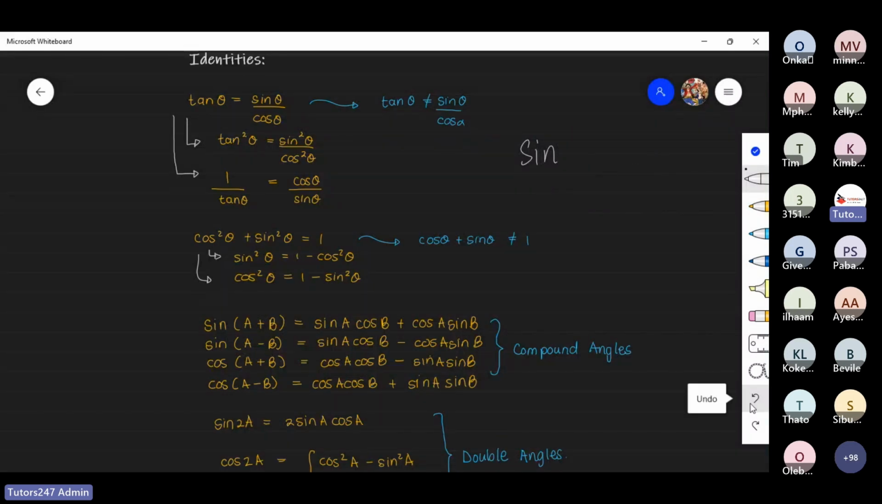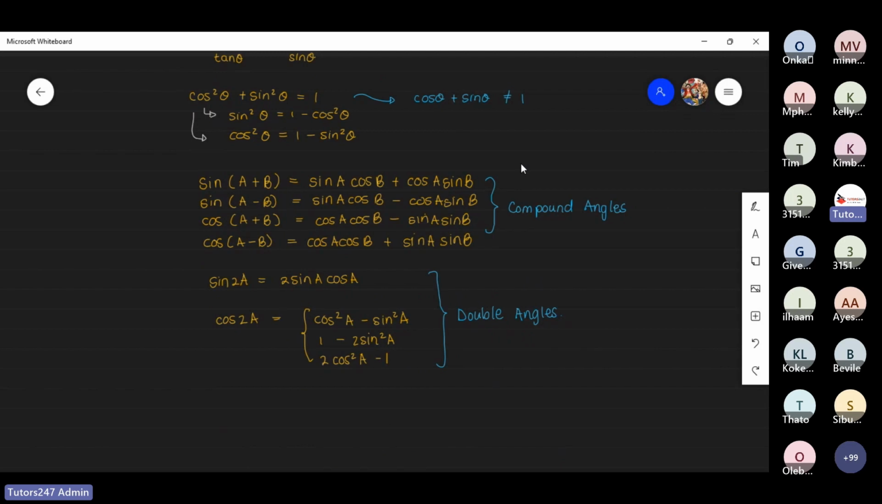Next, we have cos squared theta plus sine squared theta equals 1. Now, something important to take note of is that cos theta plus sine theta is not equal to 1, even though cos squared theta plus sine squared theta is equal to 1. From that one identity, you can move cos squared theta to the other side or move sine squared theta to the other side in order to isolate for which identity you want to, namely sine squared theta or cos squared theta.